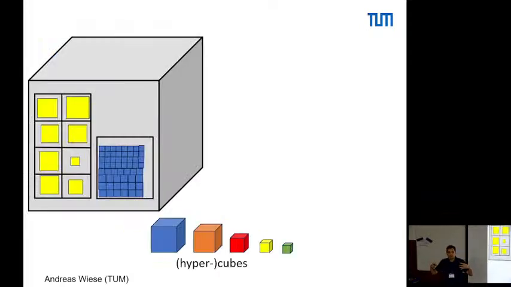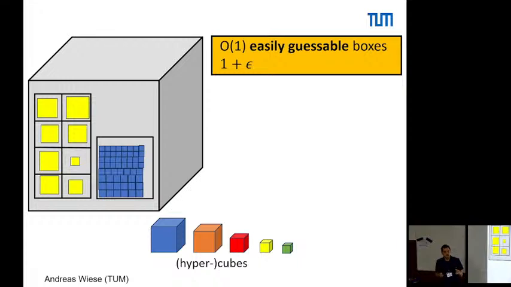We again start off with these structural results from before, and we massage them a little bit such that we transform them into what we call a constant number of easily guessable boxes. What I mean by easily guessable boxes is that every box has certain parameters, and all parameters you can guess very fast. There's only a logarithmic number of options, apart from one parameter, which here, for example, is the width of these grid cells.